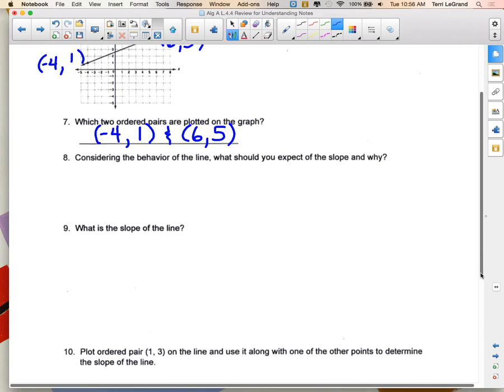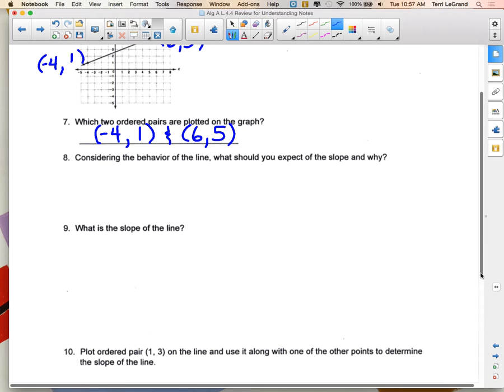Okay, let's consider number 8. Considering the behavior of the line, what should you expect the slope to be? We don't need to know what exactly it is. What should we expect of the slope and why? Oh yeah, this is a straight line, so it will have slope. That's it. Seth? Positive. So positive what? It'll have positive slope. Okay, and why will it have positive slope?